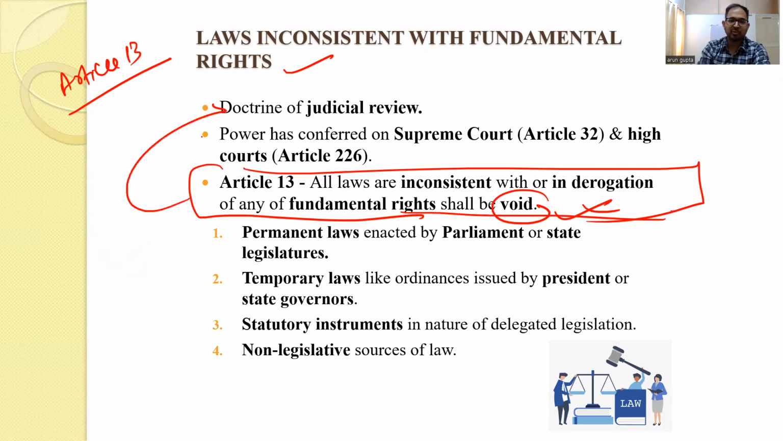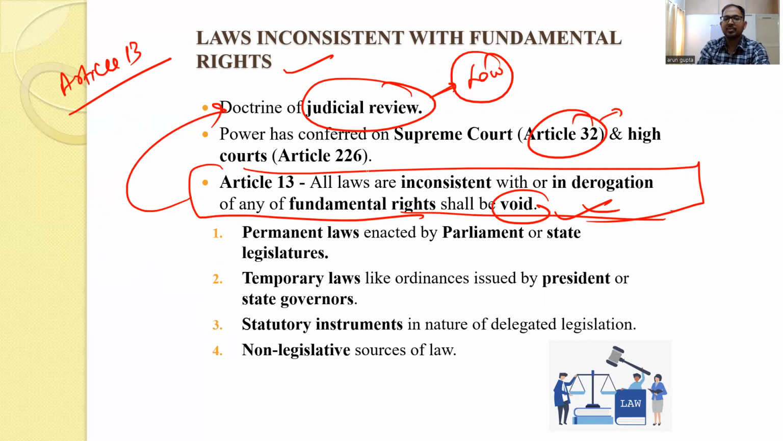So from this, the concept of judicial review came. What is judicial review? Judicial review is the power of the Supreme Court and High Court to review any law to see if it is in violation of fundamental rights or not, or if it is in violation of any existing constitutional provision. That is what we call judicial review. Under Article 32, within the fundamental rights itself, and under Article 226, the power of judicial review has been conferred on the Supreme Court and High Courts respectively.